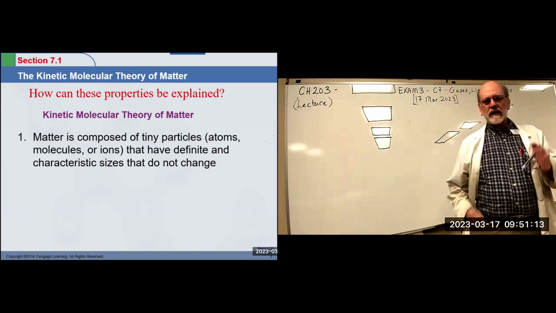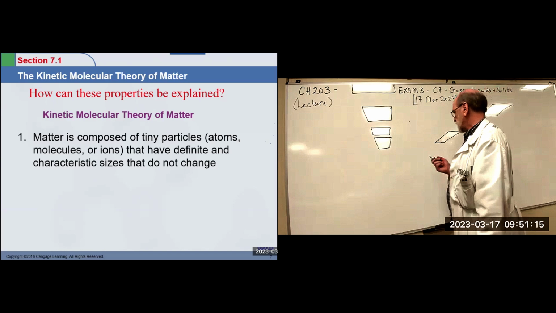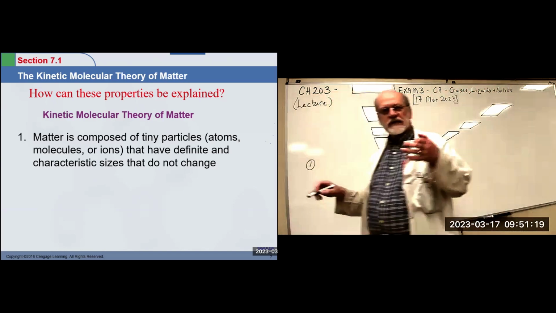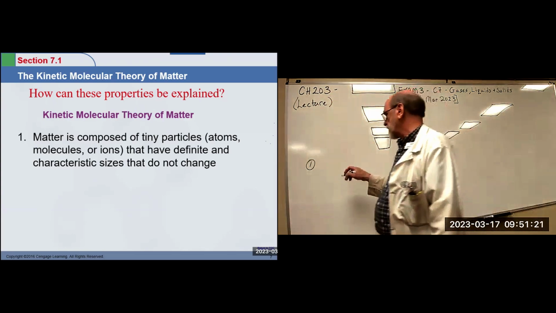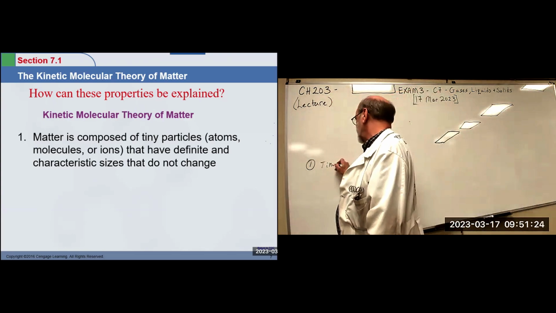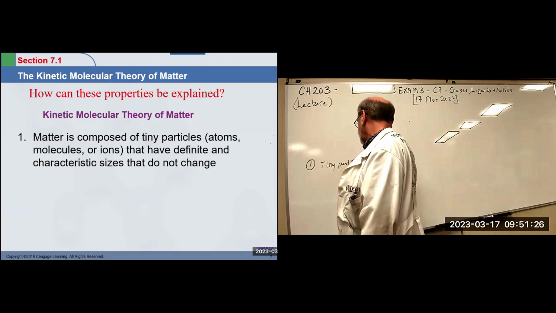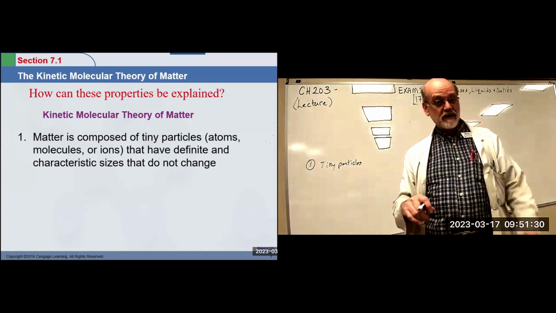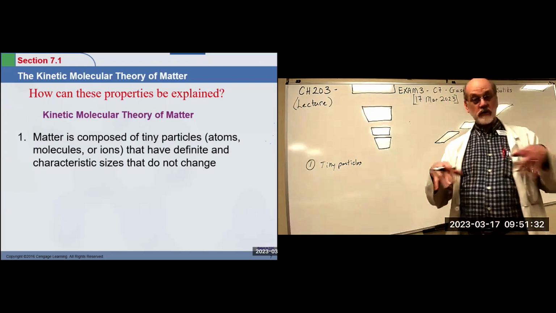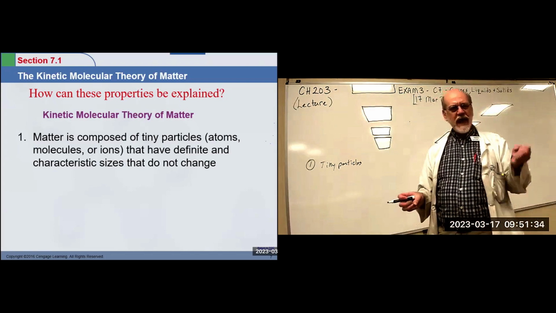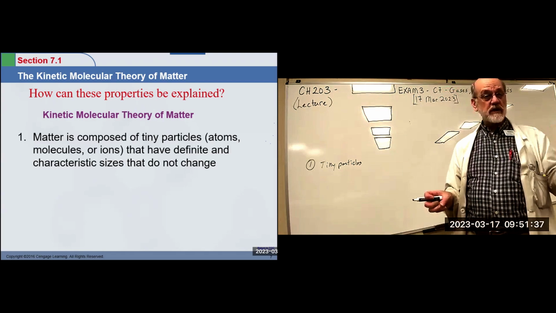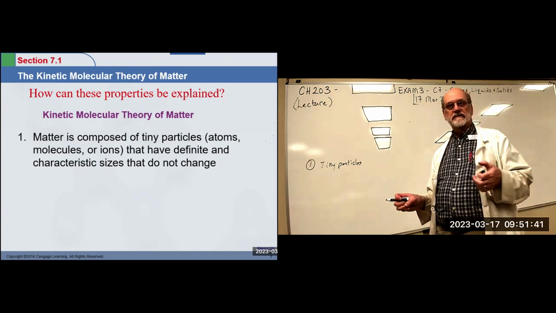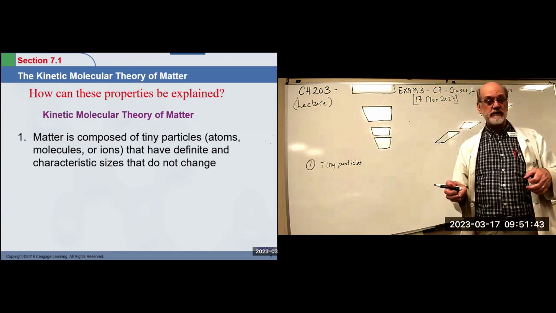First of all, these are all considered postulates. So the first one is that matter is composed of tiny particles, right? I mean, that's nothing new. We knew that already. As a student in this class, we knew that up to this point. They could be atoms, they could be molecules, they could be ions. For instance, table salt, right? Those tiny particles are ions.